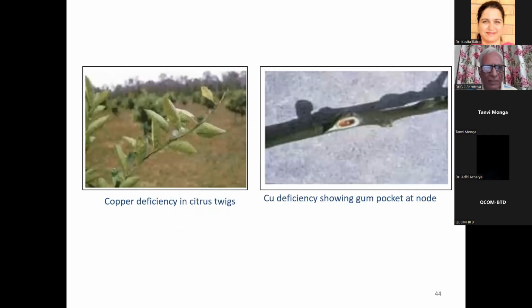Sometimes copper deficiency, particularly in citrus, gives gum pockets on the stems. A curling of the leaves on the twigs, and you can also find these type of gum pockets on the nodes of the stem.